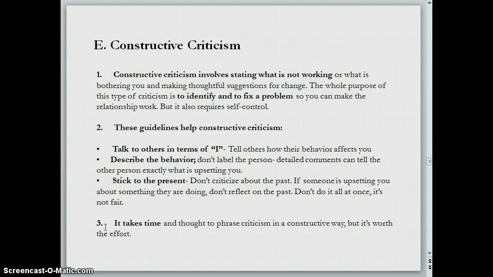Describe the behavior, don't tell the person. You stick to the present, don't talk about the past, because people get really, really upset when you do that. It takes time and thought to phrase criticism in a constructive way, but it's worth the effort. Please make sure that you are actually trying very hard in order to be as nice as possible.